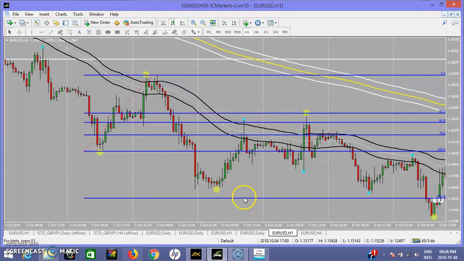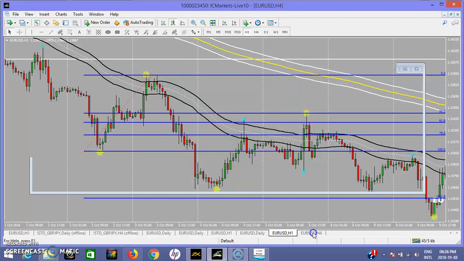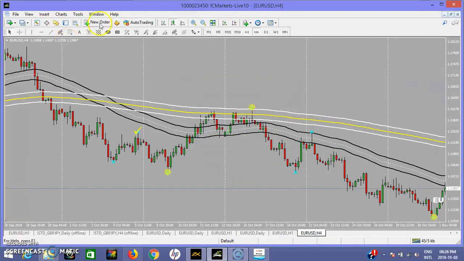Let's look at another one on the 4-hour chart. How does this system make signals on the 4-hour chart? So I'll switch over to the 4-hour chart. First of all, I already know that the market is below the 240 on the daily chart, so I'll be looking for sell signals only on the smaller time frame.